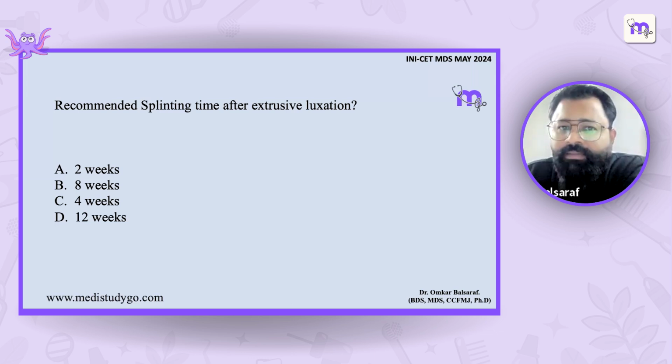Splinting time for various kinds of traumatic injuries is definitely being asked every year. If you just see the question papers, almost every year or every alternate year, you'll see the splinting time being asked for traumatic injuries. So it is very, very important to go ahead and read about splinting times. Traumatic injury is also a very favorite question of theirs. We'll come to the further slides and get to know that traumatic injuries are being asked very commonly. So recommended splinting time after extrusive luxation, you have 2 weeks, 8 weeks, 4 weeks, or 12 weeks.